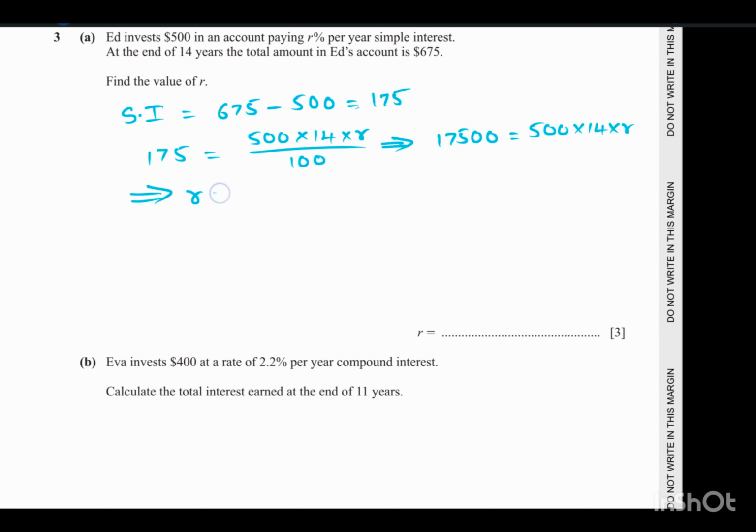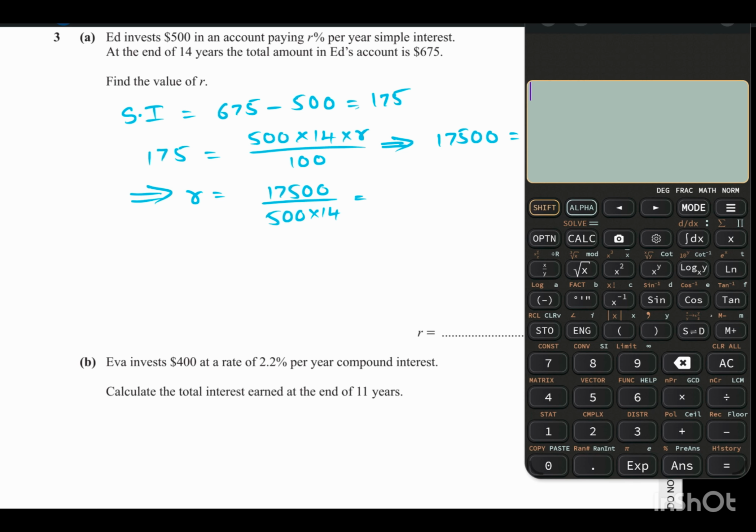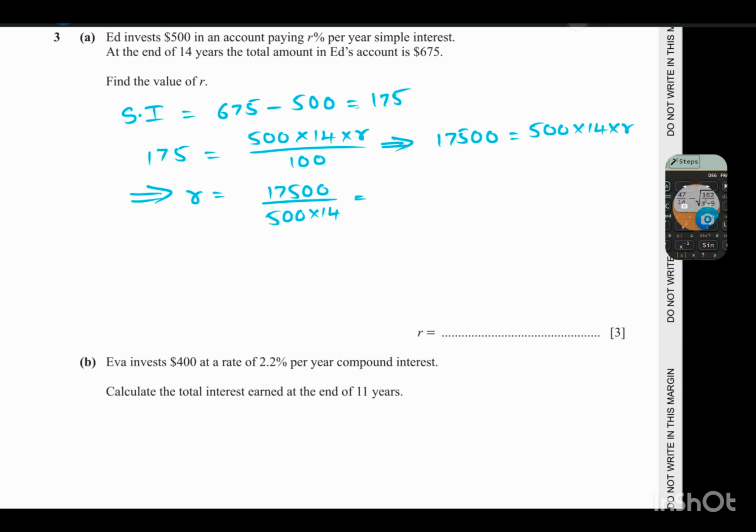This gives you R value as 17500 by 500 into 14. Find out 17500 by 500 into 14, 2.5. So the R value is 2.5%.